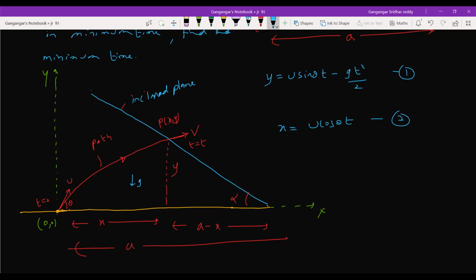Then what is the distance? This a minus x is there, so let me write it in another form. Tan alpha is equal to y by x dash, so x dash is equal to y cot alpha. Therefore, a is equal to x plus x dash.